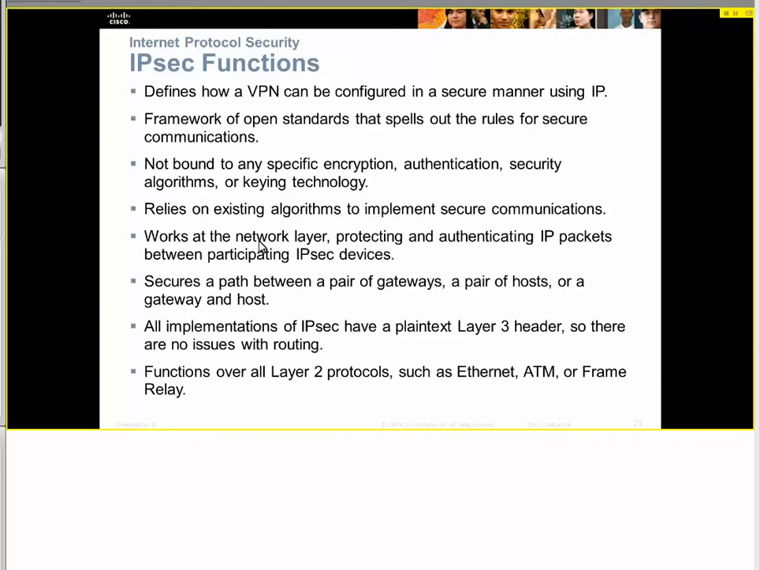All implementations of IPsec obviously re-encapsulate. The re-encapsulated header is in plain text so that it can still be routed over an existing IP network with no problems. And since it's a layer 3 re-encapsulation, it doesn't matter what you're carrying it over. It works fine over any layer 1 and 2 protocol. So it's an ideal way of performing this function, and it was well thought out and well designed.